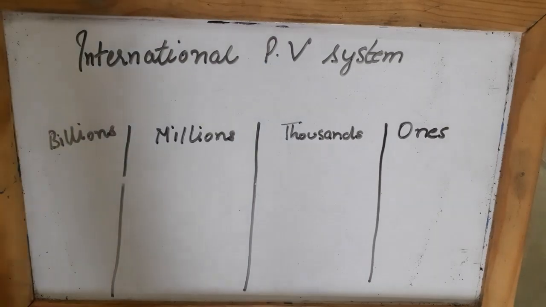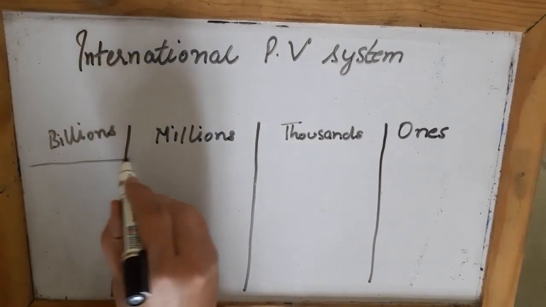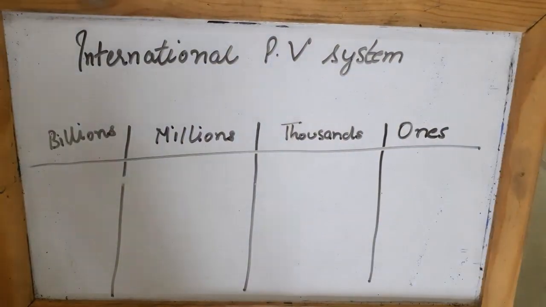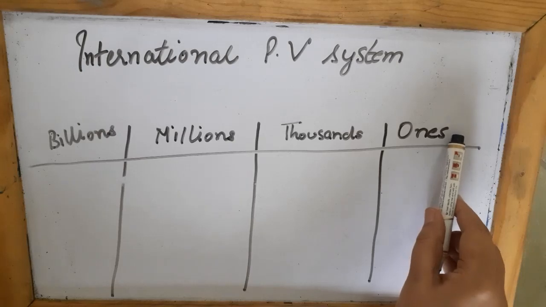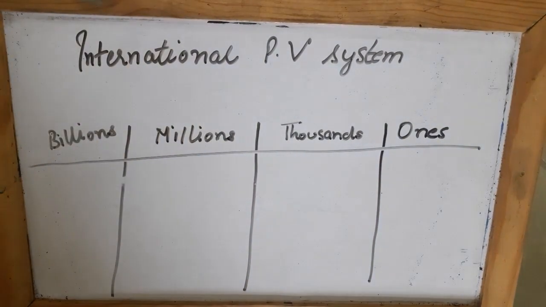Students, now we will learn about the international place value system. So first we learned about the Indian place value system, the system that we use in India. Now the place value system we use outside India in other countries is called the international place value system. Like in the Indian place value system, this place value system also is divided into periods. Like first we have the ones period, thousands period, millions period, and billions period.